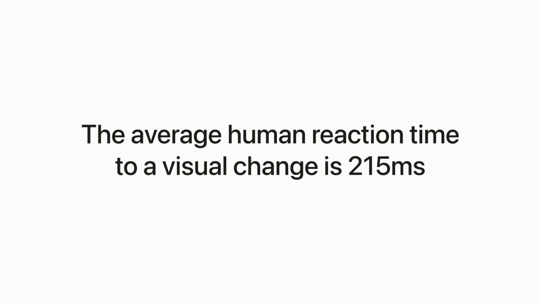While easing or spring animations can make a big difference, there are other elements that are also important to get right. One of them is duration. The average human reaction time to a visual change is 215 milliseconds. So we can say that a duration between 200 and 300 milliseconds should be the sweet spot for most animations.